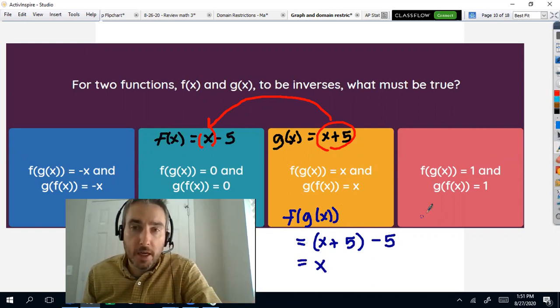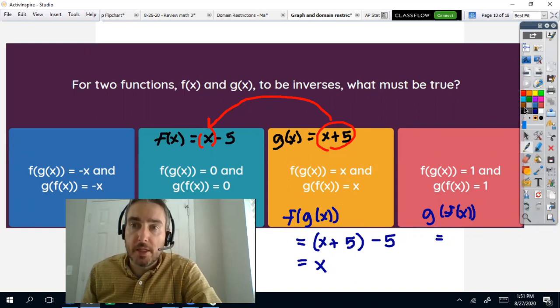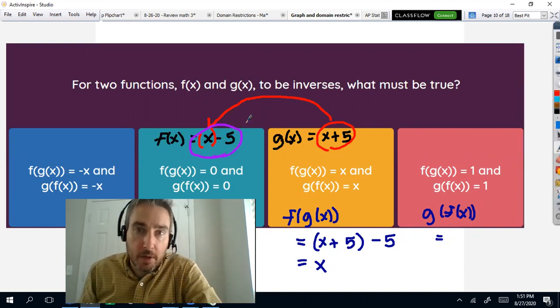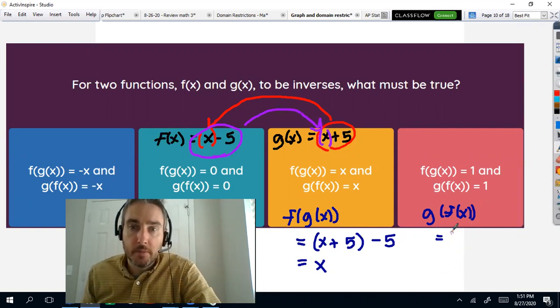And if I reverse it, I do g of f of x. That's going to be the other way. So it would be like saying x minus 5 gets plugged in for this x here. So x minus 5, and then I add 5, and in both cases, those 5s are going to cancel out, so that's going to give me x.